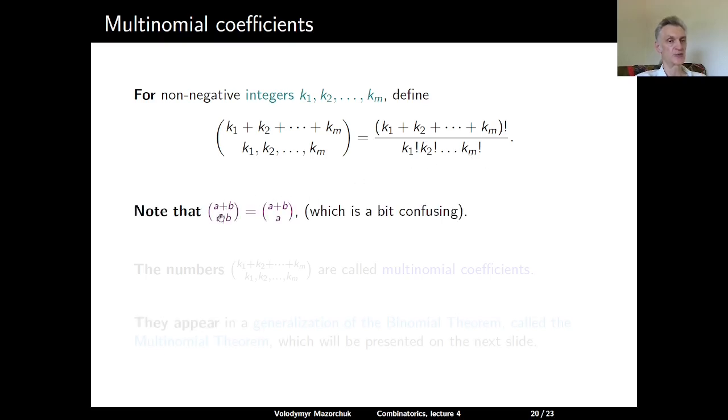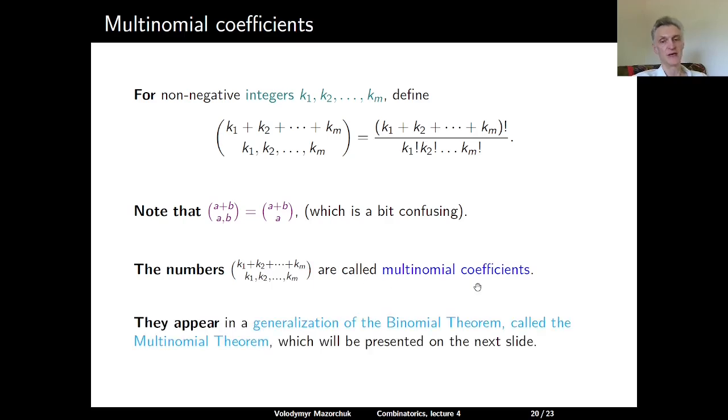Note that a plus b choose a comma b is equal to a plus b choose a. So on the left-hand side we have the definition as we see here, and on the right-hand side the usual notation for the binomial coefficients. It is a little bit confusing, but that's what is traditionally used. These numbers are called multinomial coefficients because they appear in a generalization of the binomial theorem, which is called the multinomial theorem, which we will present now.